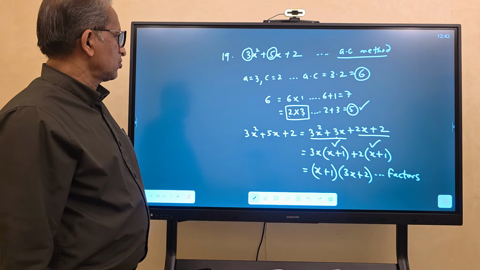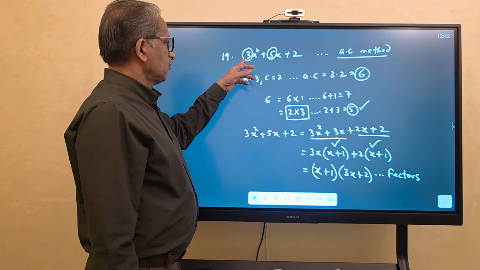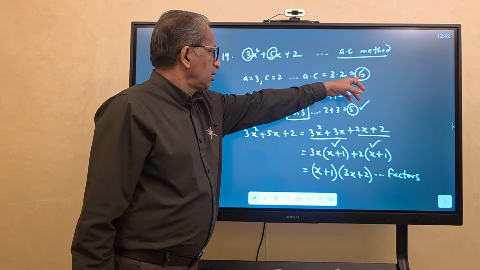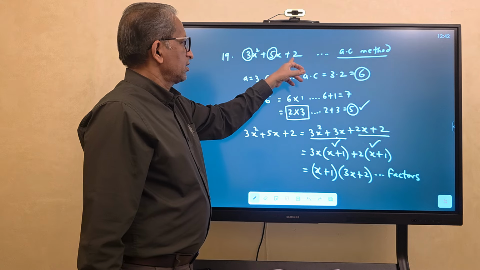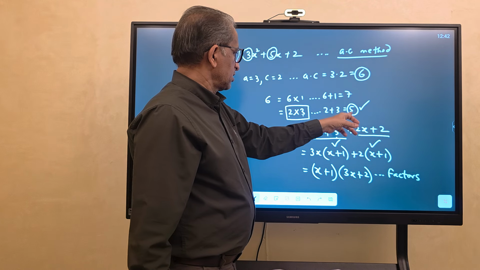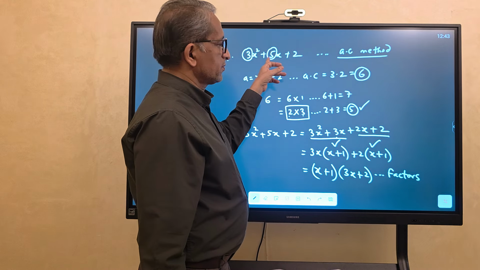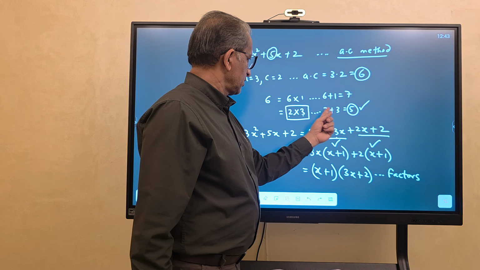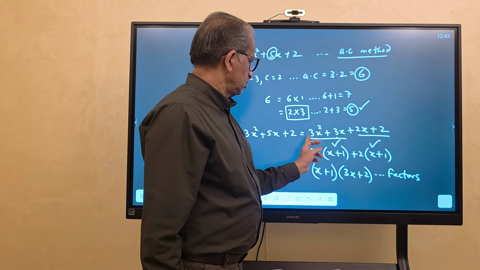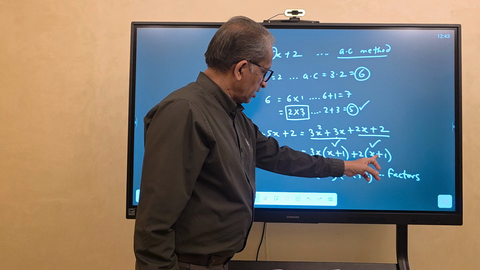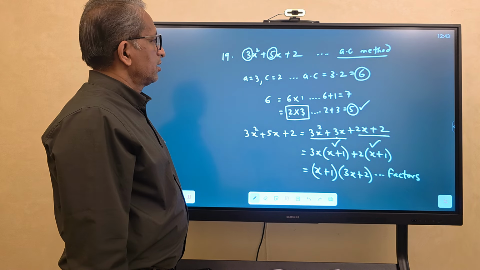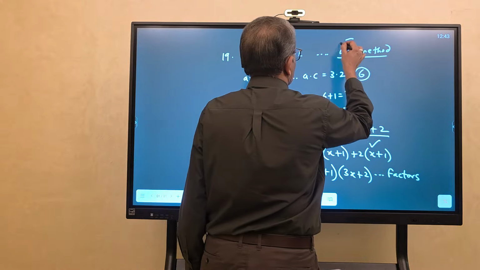So these are the factors. That is the rule. First, a is not 1, so multiply a and c to get that number. Don't factor 2, you factor 6. I take the pair whose sum is the middle term 5. So this middle term I split as 2 plus 3, or 3 plus 2. Then I take common and get the factors. So this method is known as the A into C method.